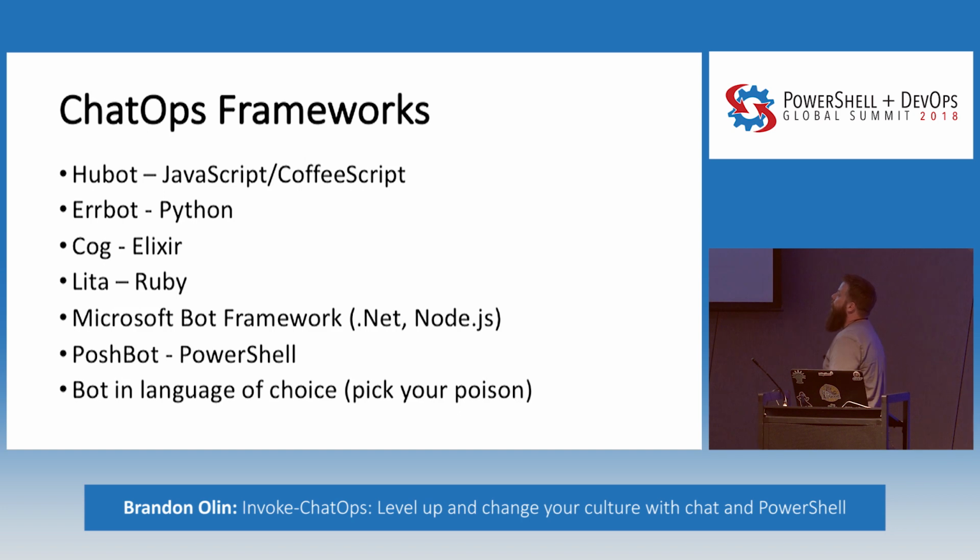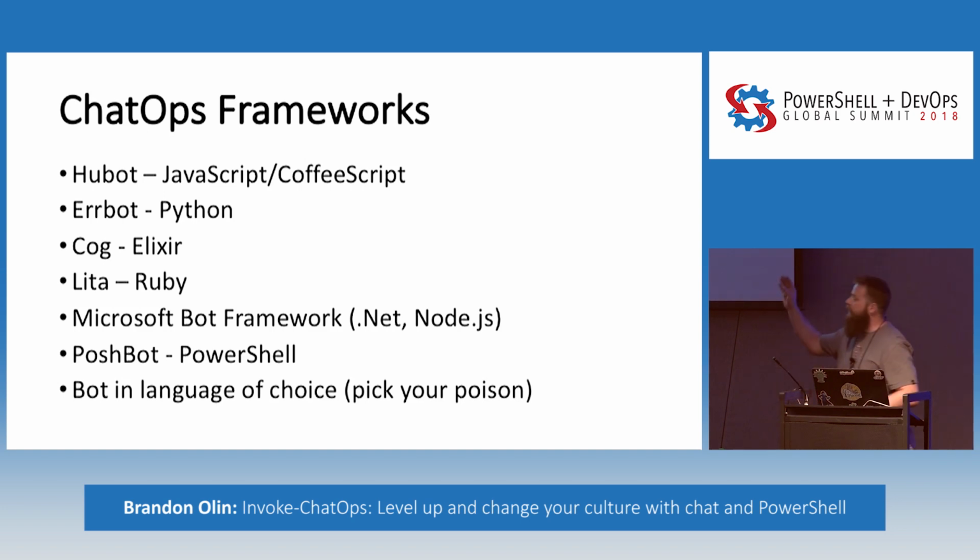Here are some example frameworks out there. Probably the grandfather of most of them is Hubot. And these are all based on different languages. Hubot is written in JavaScript and CoffeeScript, Errbot in Python, Cog in Elixir, Ruby, Bot Framework. There wasn't one for PowerShell, so I created one called PoshBot, and that's what I'm going to go over today. But really, any of these will work for ChatOps, and all of them work really well for what they're designed to do.